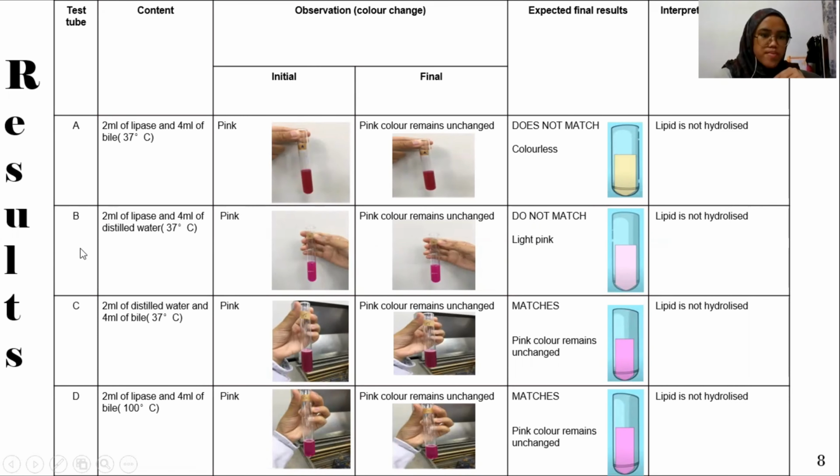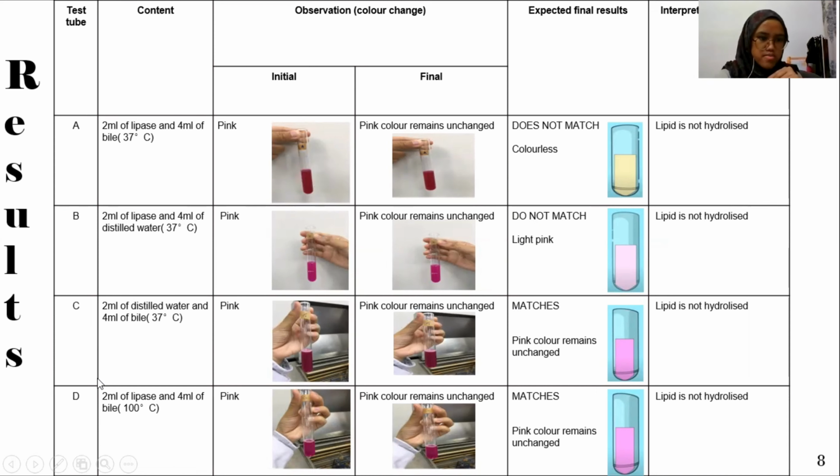And for test tube C, 2 ml of distilled water and 4 ml of bile at 37 degrees Celsius. The initial color is pink, and for the final, the pink color remains unchanged. It matches with the expected final result, pink color remains unchanged.